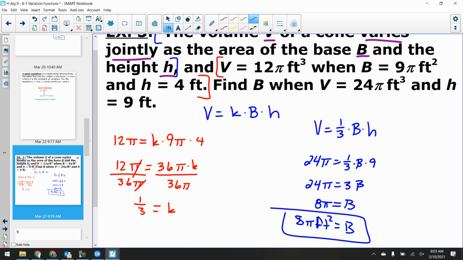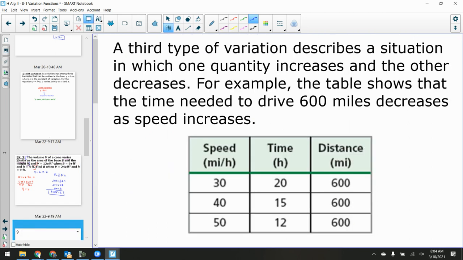Questions about that? So we've done varying directly. There's varying jointly. And now what we're going to learn is the new one here called inverse variation. Take a look up here. This is not in your guided notes. The third type of variation describes a situation in which one quantity increases while the other one decreases. So as I increase my x values, my y values are going to decrease.